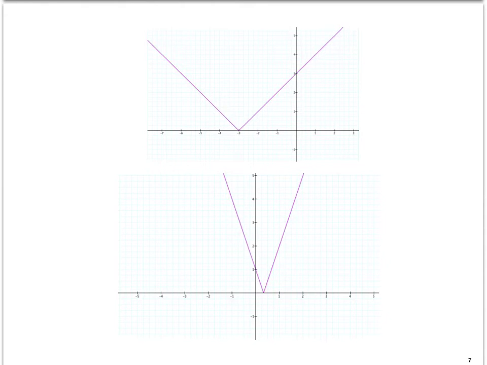So here's a few graphs, and you could look at them and the question could be, what is the equation of these graphs? So I'll give you a chance to just write down what you think the equation of those two is.